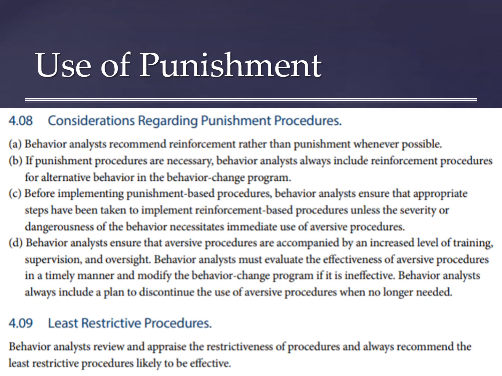4.9 further notes that we must recommend interventions that are as least restrictive as possible. Punishment is one type of intervention that tends to be restrictive, but keep in mind that other interventions can be restrictive too. For example, response blocking or restriction, or pharmaceuticals like sedatives.